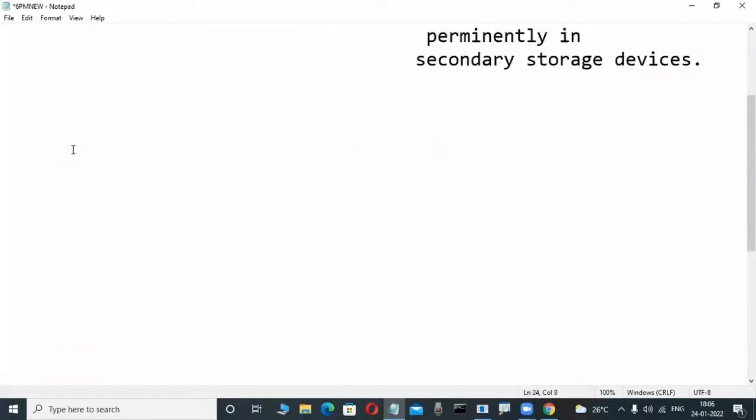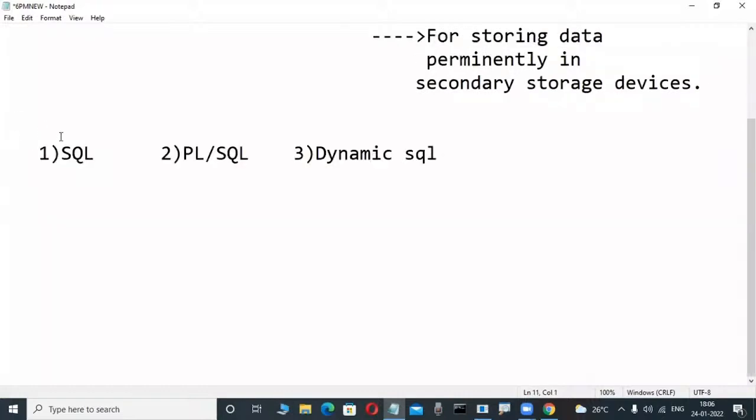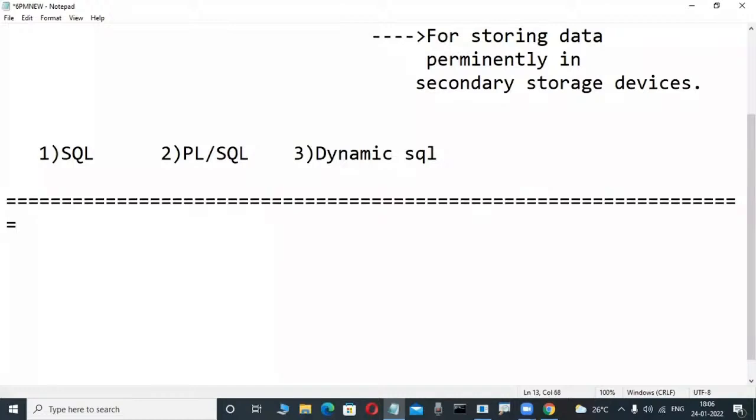But for the Oracle database product, if you want to operate it, we use three languages. One is SQL, another one is PL/SQL, another one is dynamic SQL. Up to this, we learned in the previous classes.